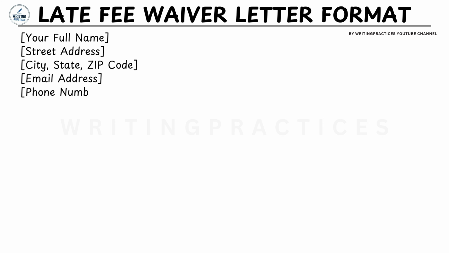Sender information. This is the first part of the letter where you provide your personal contact details. For example, Sophia Martinez, 1458 Willow Creek Drive, Phoenix, Arizona 85001, sophia.martinez@email.com, 602-555-8142. This section establishes your identity. Pro tip: make sure your contact details match the information associated with your account.